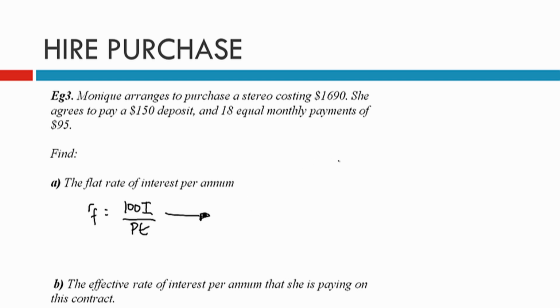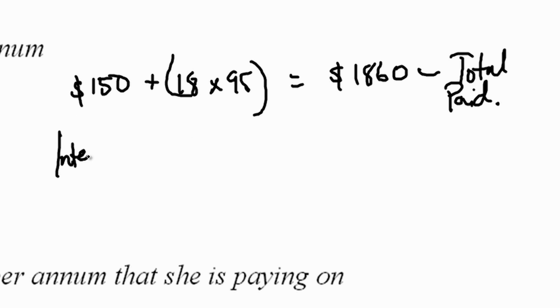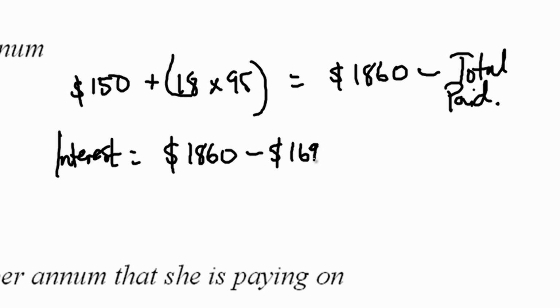Okay, so the total paid. She pays $150 deposit plus 18 equal payments of $95. And when we work that out, we get $1,860. So that's the total that she pays for it. If she went and bought it straight out, she would have paid only $1,690. So the interest that she ends up paying for it equals $1,860 minus the $1,690. So interest that she pays is $170. So we've got our interest.